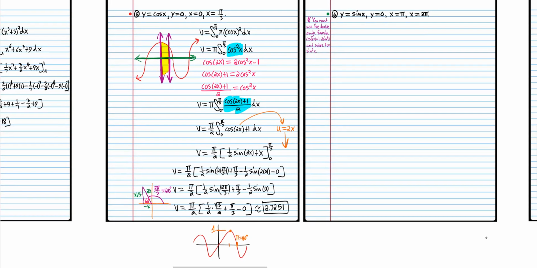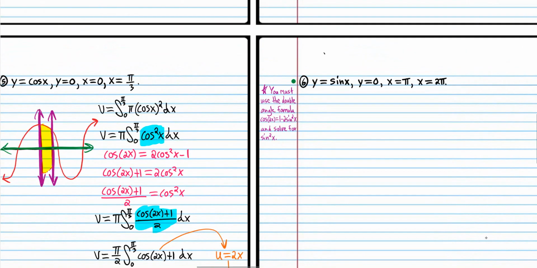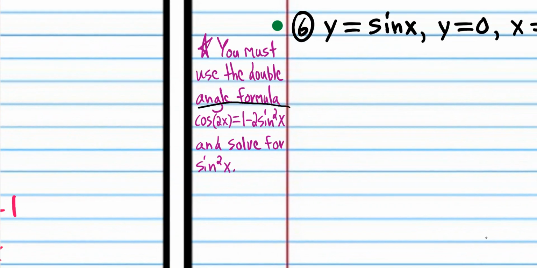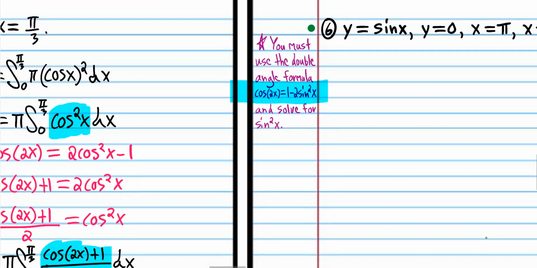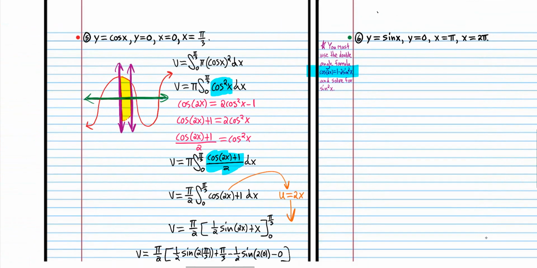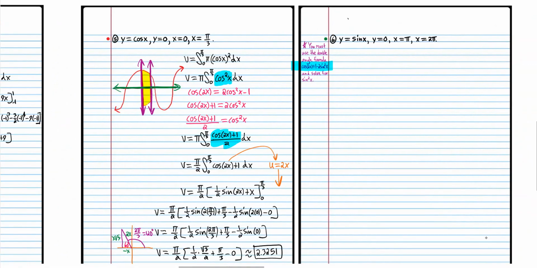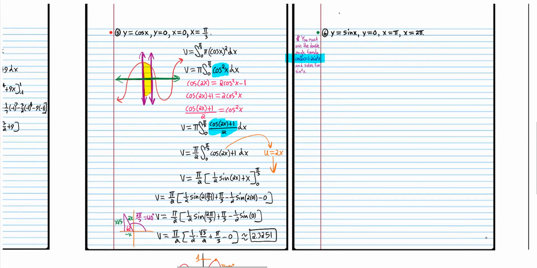So I want you to try number 6. Now for number 6, you're going to be using a different cosine double angle. You're going to be using this cosine double angle, so you need to be aware of that. Don't forget, you've got to use that blue equation, because we cannot find the antiderivative of sine squared directly. We don't know how to do that.